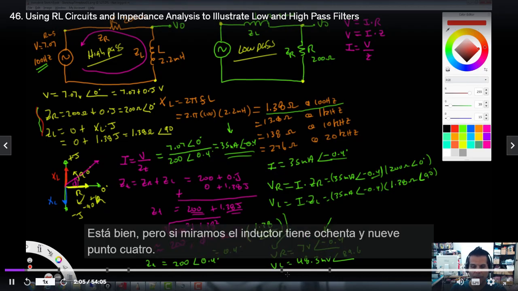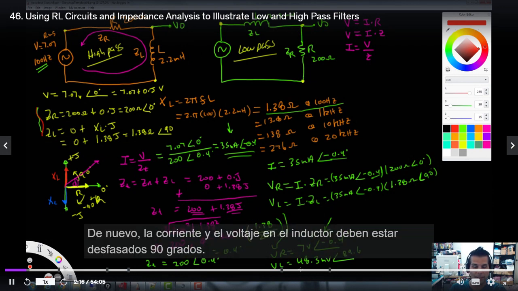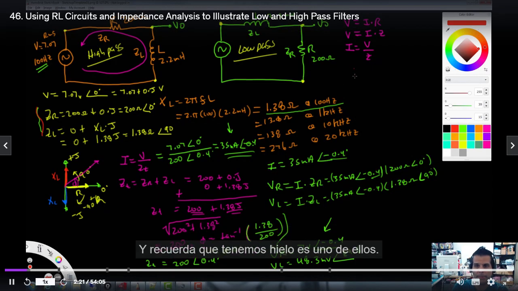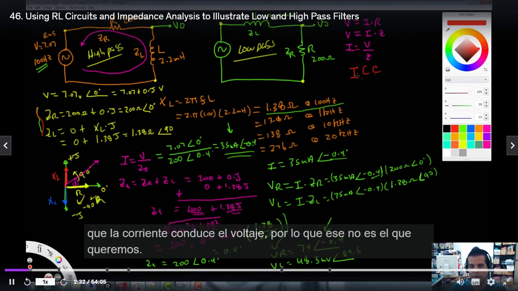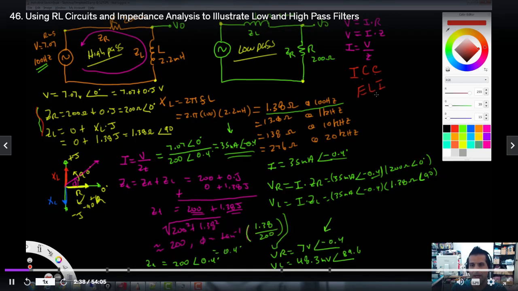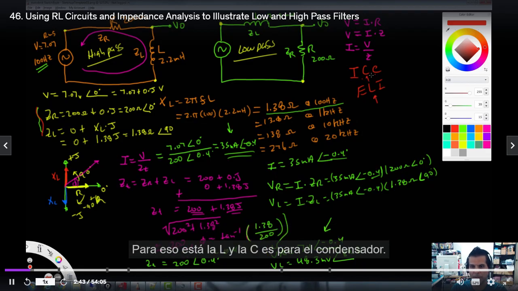But if we look at the inductor, it's got 89.6, and the current has minus 0.4, and if you look at the difference between those, you've got 90 degrees. So the current and the voltage in the inductor must be out of phase by 90 degrees, and remember ICE: current leads the voltage in a capacitor, so that's not the one we want. So it's ELI: voltage leads the current in an inductor. That's what the L is for, and C is for capacitor.